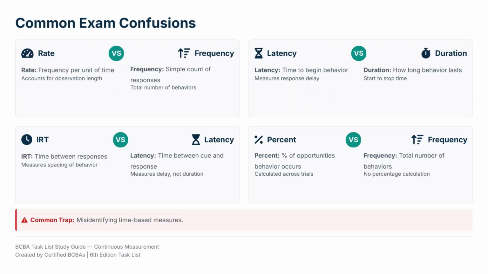There are several measurement concepts that students frequently confuse. One example is rate versus frequency. Frequency is simply the count of responses, while rate accounts for time. Another confusion is latency versus duration. Latency measures the delay before behavior begins, while duration measures how long behavior lasts. Students may also confuse interresponse time with latency. IRT measures time between responses, while latency measures time between instruction and response. Finally, percent occurrence should not be confused with frequency, because percent is calculated across opportunities or trials.